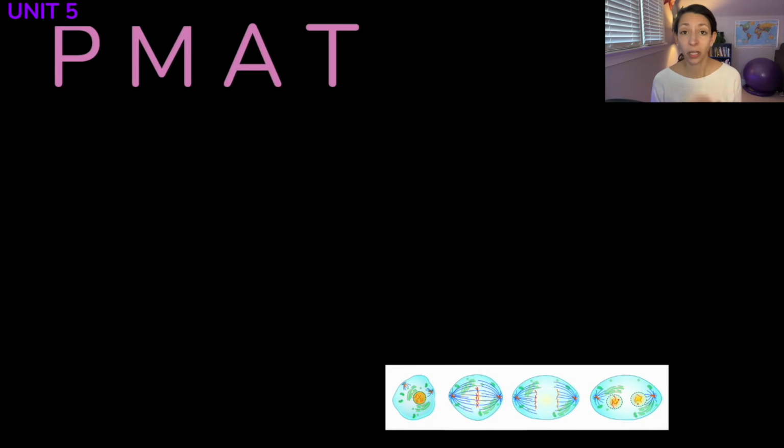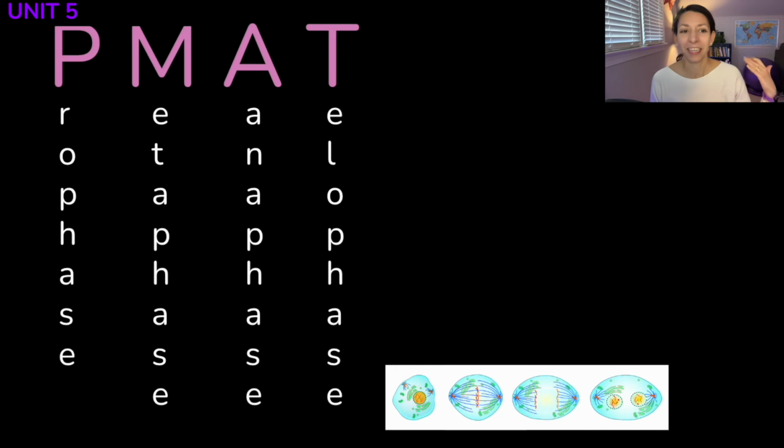The phases of mitosis can be remembered as PMAT, or prophase, metaphase, anaphase, and telophase. And with meiosis, you might have heard that we go through PMAT twice, which is true, but we are going to add in some additional information today as we're talking about our review.